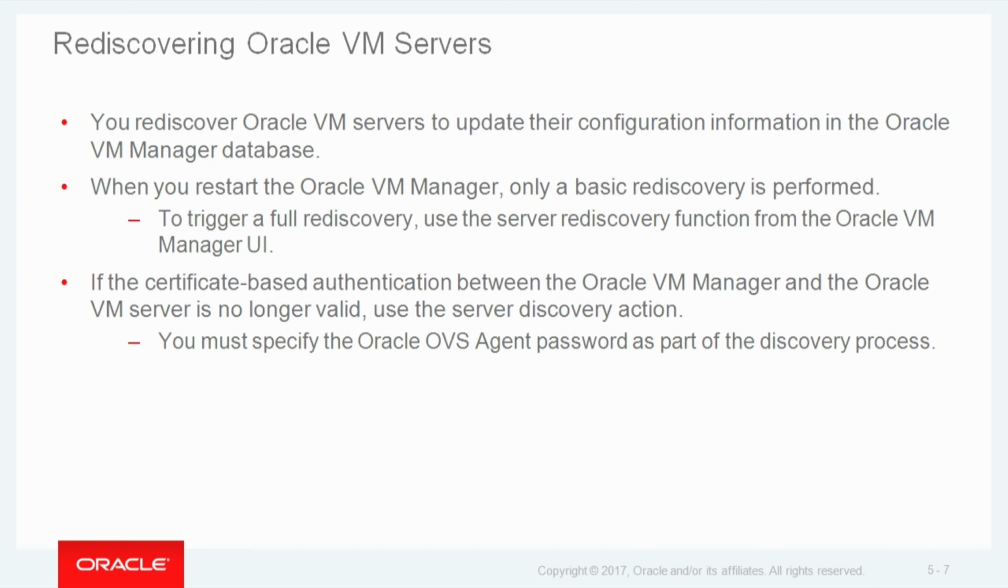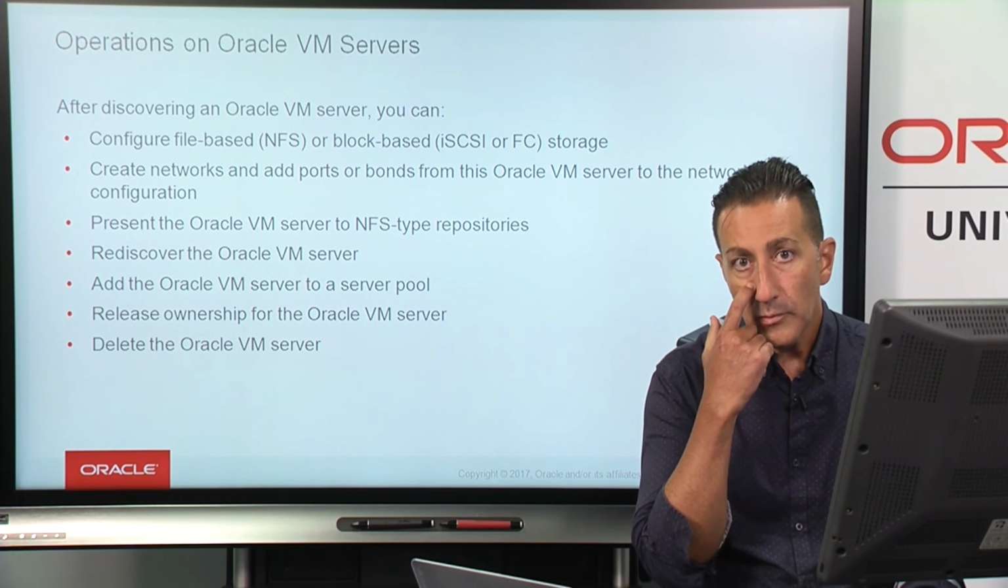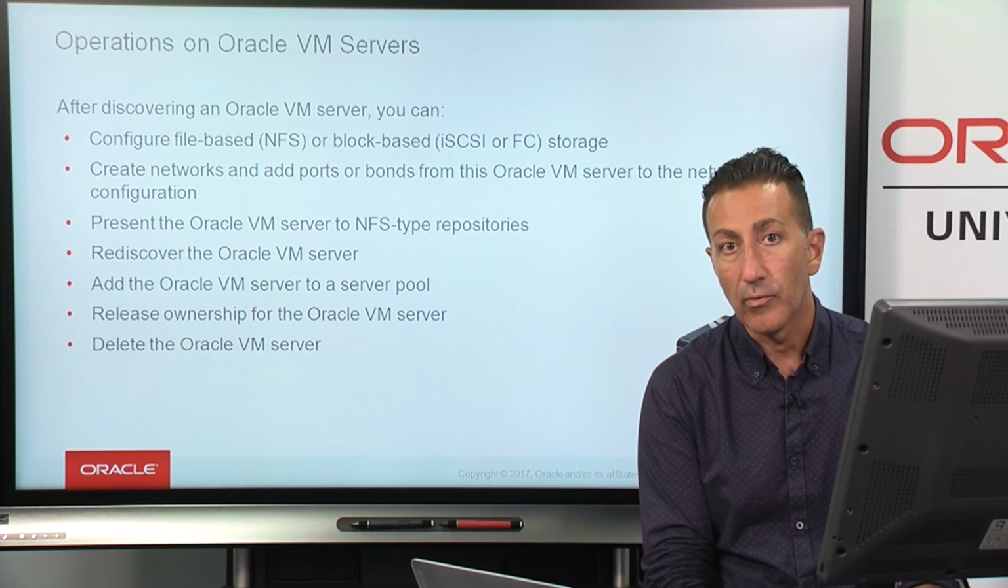If, for example, the certificate-based authentication between the manager and the Oracle VM server is no longer valid, we need to use the server discovery action. The rediscovery action doesn't work. So you must specify the Oracle VM agent password as part of this full discovery process. Well, now, operations on the Oracle VM servers.